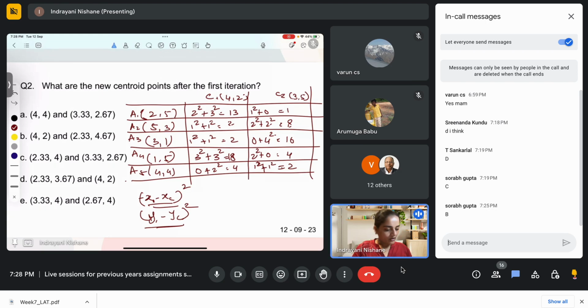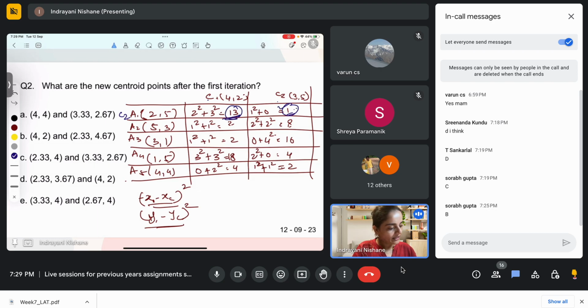Now let us change the ink color. We will see which centroid gives the minimum distance for each data point. Between 13 and 1, which is the closest, C1 or C2, to A1? To which cluster will it go? C2, because this distance is lesser than this 13. So we will choose this.